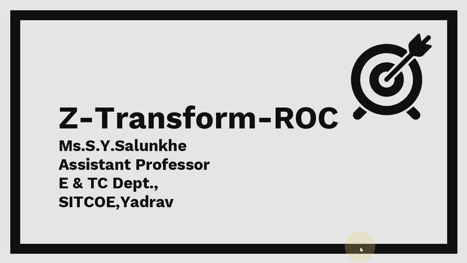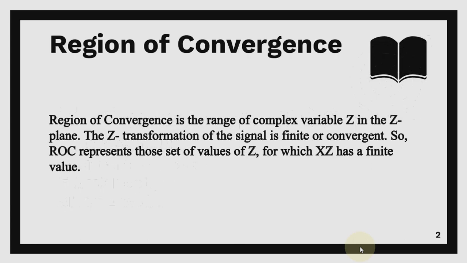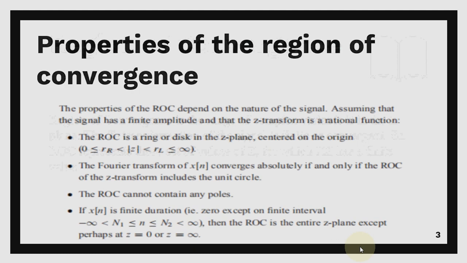Hello students, today we are going to start the Z transform, its properties and the region of convergence. What is meant by the region of convergence? The region of convergence is the range of the complex variable Z in the Z plane for which the Z transform of the signal is finite or convergent. So the ROC represents the set of values of Z for which X of Z has a finite value.